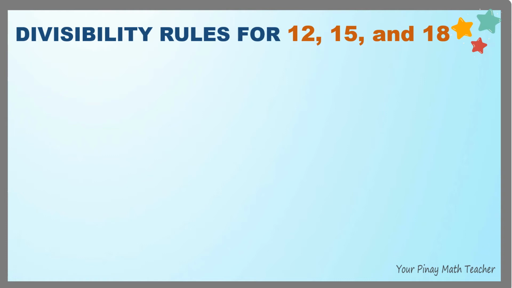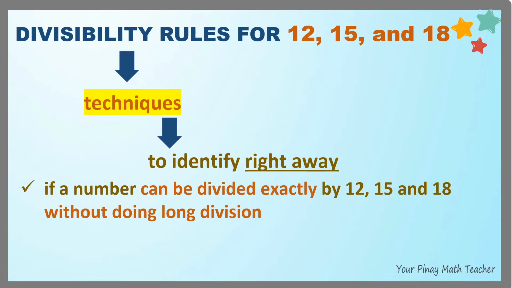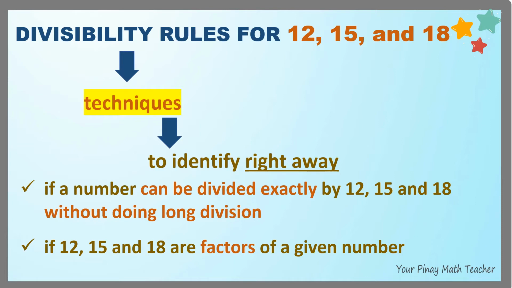What are the divisibility rules for 12, 15, and 18? These are techniques to identify right away if a number can be divided exactly by 12, 15, and 18 without doing long division. These also help us identify if 12, 15, and 18 are factors of a given number.